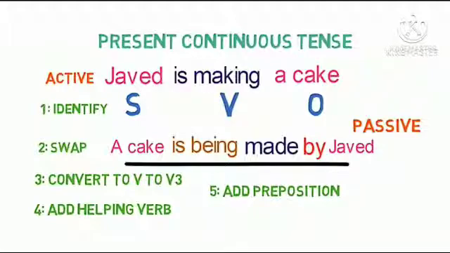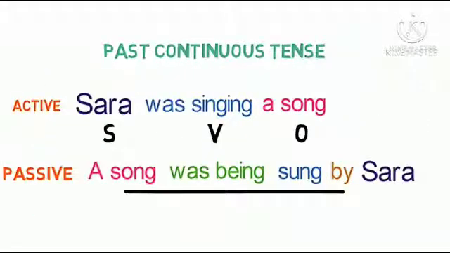If the sentence is written in present continuous tense, example, Javed is making a cake. When it will be changed to passive, it will become a cake is being made by Javed. Now for past continuous, Sarah was singing a song. The passive voice will be a song was being sung by Sarah.